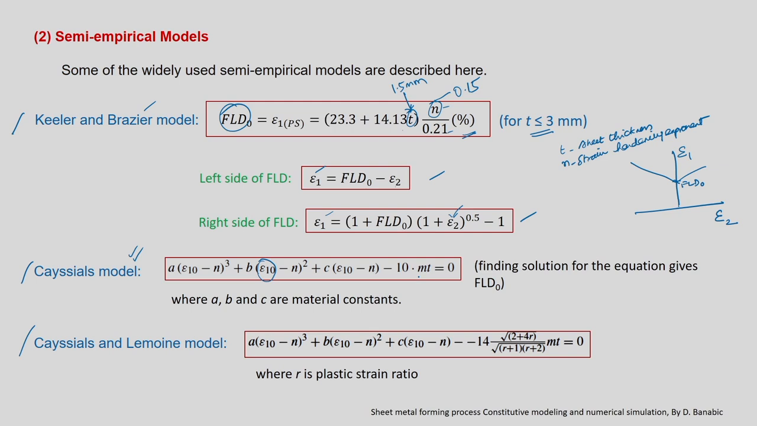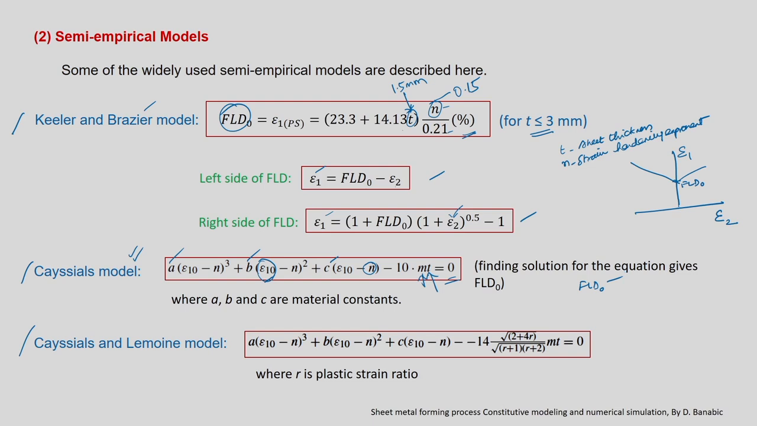Here A, B, C are fit constants for the material, and the material properties are n, the strain hardening exponent; you have brought in m also, the strain rate sensitivity index; and of course sheet thickness is also there. So for a particular value of n, m and t, one can get A, B, C such that epsilon 1 0 satisfies this particular equation. From this you can get FLD0. So, it is done.